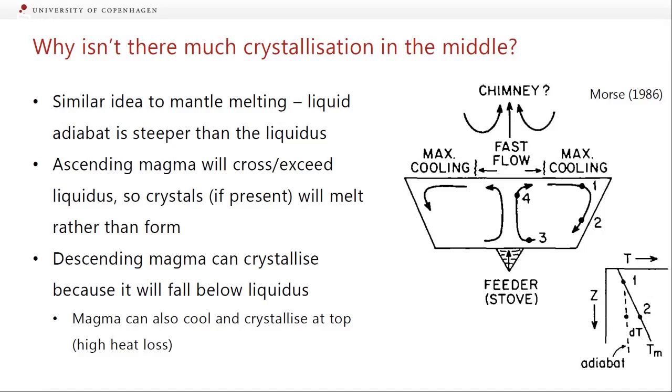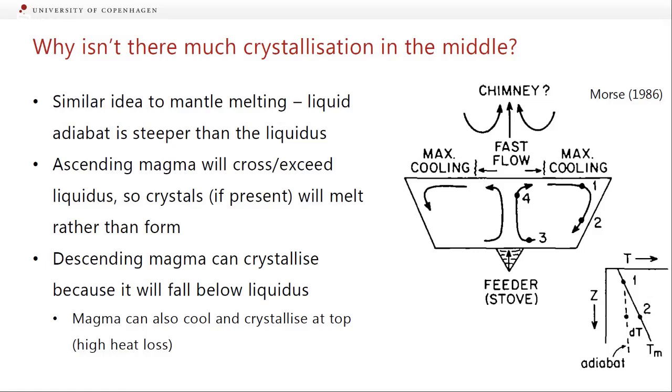So as we go up in the magma chamber, the liquidus is falling in temperature faster than the adiabatic gradient. So if we had a crystal here and we moved it upwards, it would actually hit its melting temperature and it would melt. The opposite is true if it's descending.